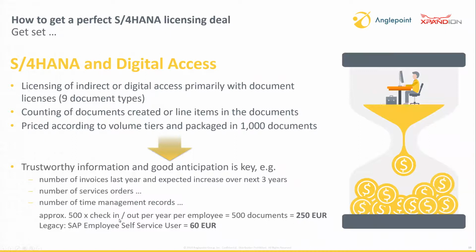So 500 check-ins, check-outs per year per employee. And the 500 check-ins, check-outs, each always create a database table entry. And for that, SAP would count one document. So, coming in, that timestamp, 8 o'clock in the morning, you come in, that's a document. Then you actually leave the company building, you check out, it's another document. 500 documents per year, 250 euros. And you probably got that at a super good price.